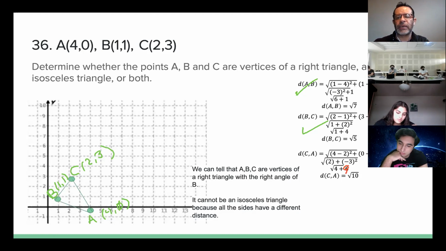4 plus 9 is 13, right? Let me just check. 13, right? This is equal to the square root of 13. Are we okay up to that point? Slight correction we had to do there. Now let's look at the analysis. First off, this assumption is correct.